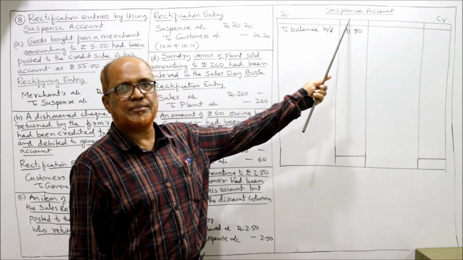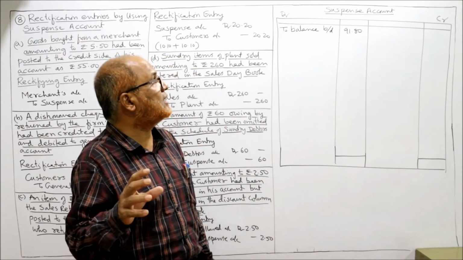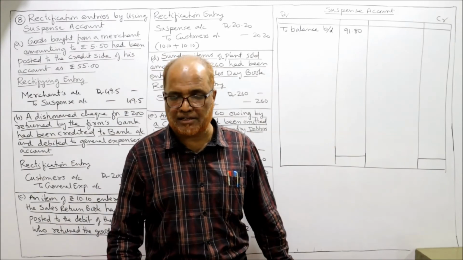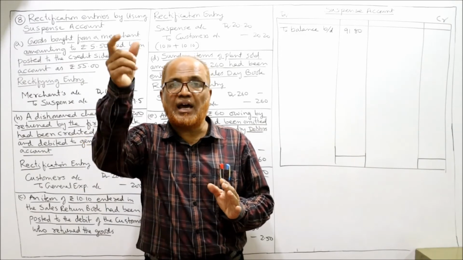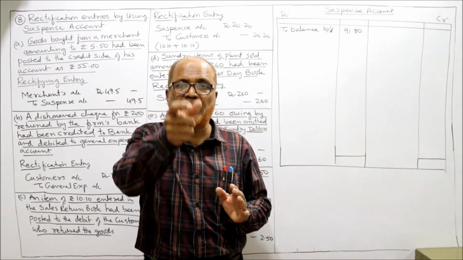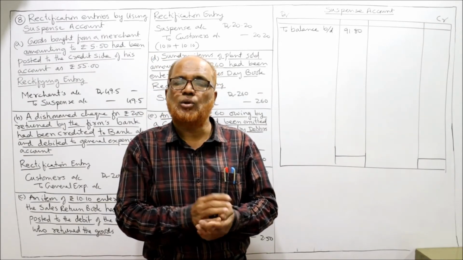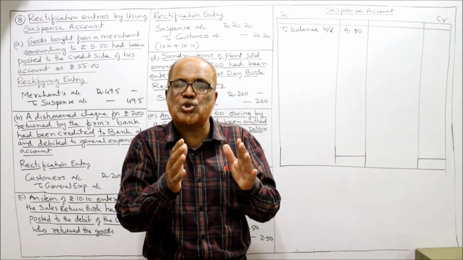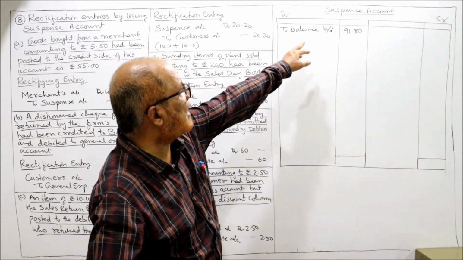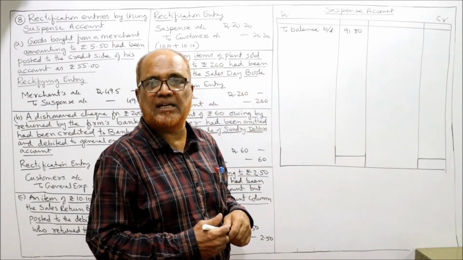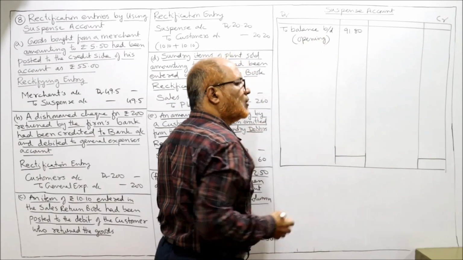Now this is the suspense account. It is given that the opening balance of suspense account was 91.80 excess credit. It is given in the problem, first line. When we are having excess credit, the balancing figure will be on the debit side. So in other words, suspense account shows debit balance. That's why I have taken to balance brought down 91.80. This is the opening balance of suspense account given in the problem.